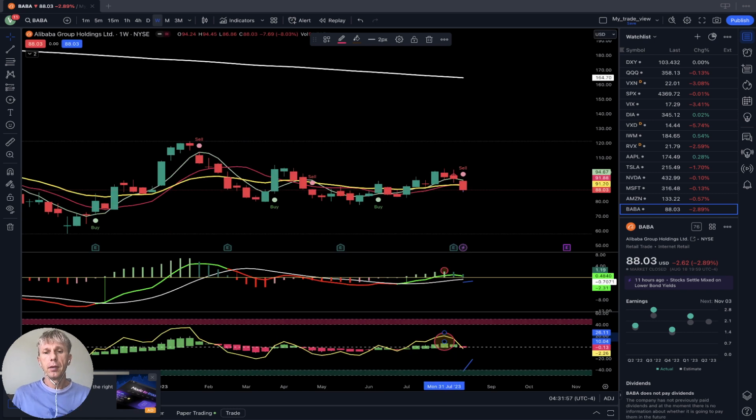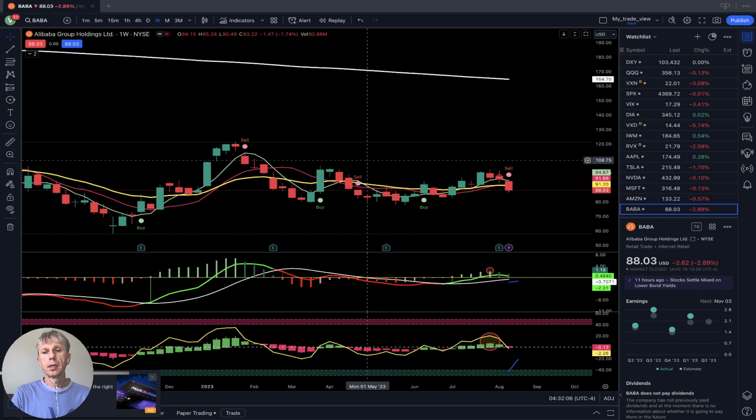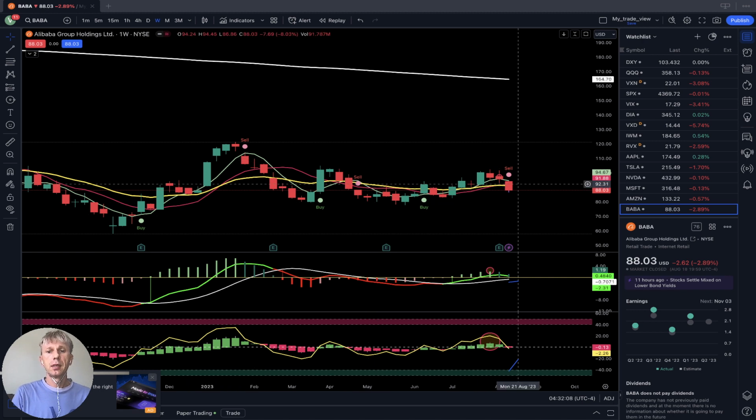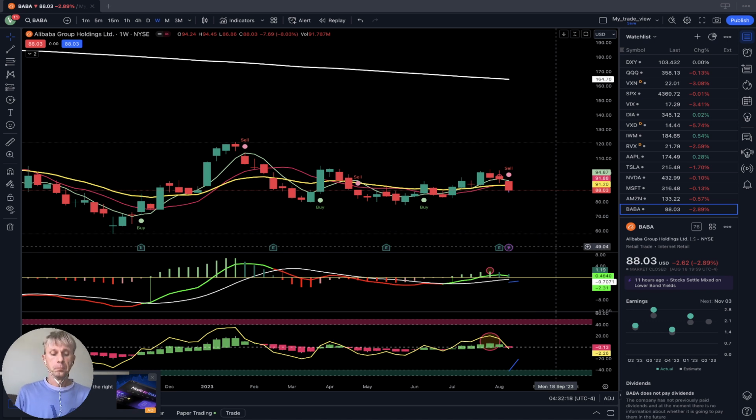Weekly time frame. All moving averages have been below 200 for a long time. It is still in bearish territory, still in a bearish location. Sell signal: the last bar closed below all moving averages. It is negative territory, bearish trend for BABA. That's all from my side.